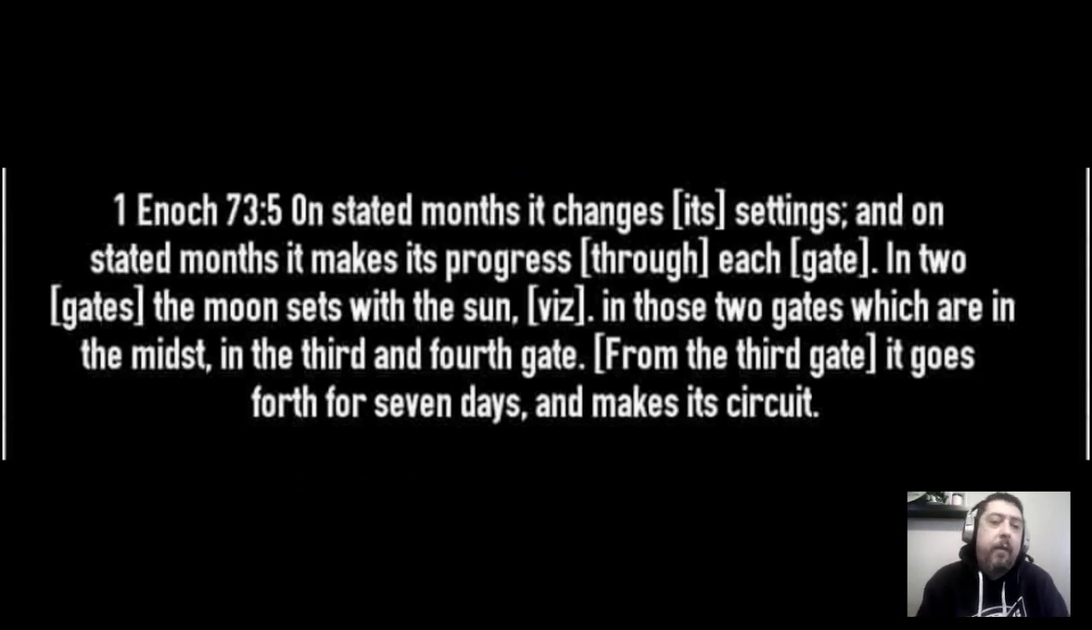This is taken from the Book of Enoch, 73, Part 5. On stated months, it changes its settings, and on stated months, it makes its progress through each gate. In 2 gates, the moon sets with the sun. This is the key. This is the key to it all. This would be our equinoxes. 2 of the gates, the moon sets with the sun. This is how we figure this out.